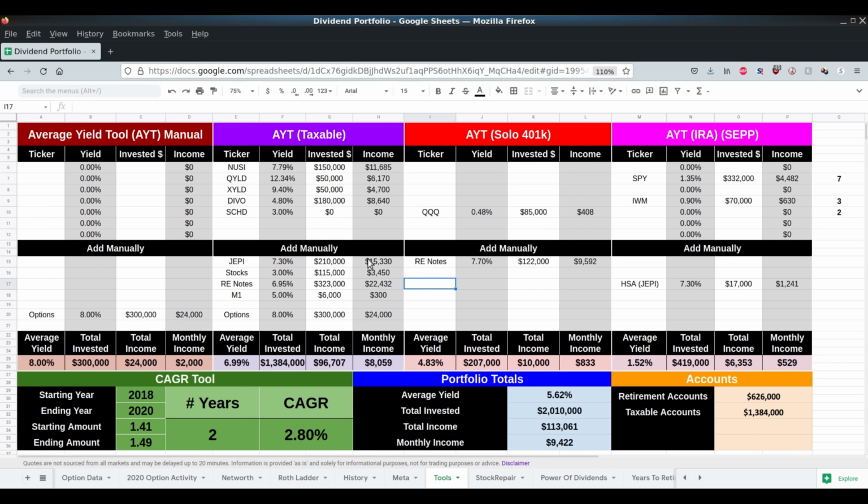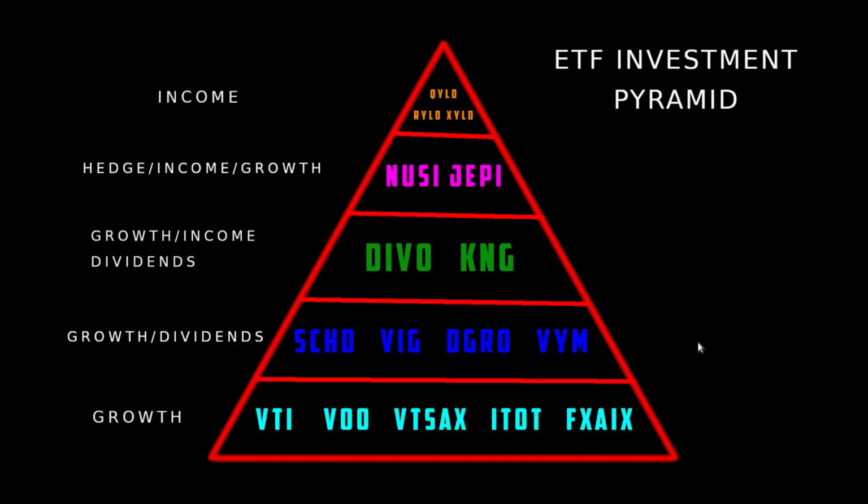And so actually I can illustrate it better over here, because I own NUSI, JEPI, QYLD, XYLD, and RYLD. And then I own DIVO and SCHD. And now my plan is obviously I'm generating roughly, what was that, $8,000 of income off of my strategy, including doing cash secured puts and all that in a different account.